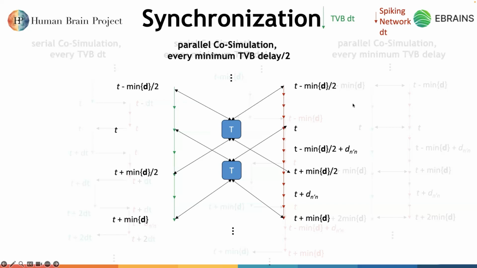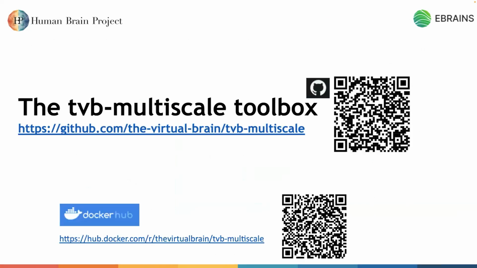So these are a few details of importance, because synchronization is very, very important so that we can have co-simulation in real time. Now, all this is implemented in a software toolbox we call the TVB Multiscale toolbox, and you can find it on GitHub. It's open source. You can download it, you can use it, you can contribute if you wish.